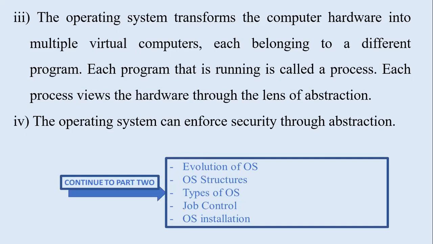Number three, the operating system transforms the computer hardware into multiple virtual computers, each belonging to a different program. Each program that is running is called a process. So each process views the hardware through the lens of abstraction. The operating system also can enforce security through abstraction.